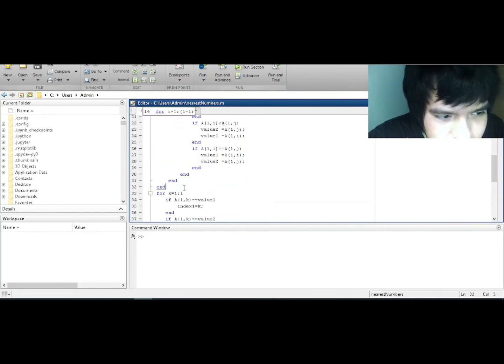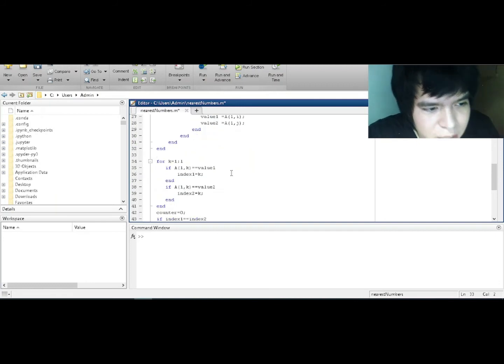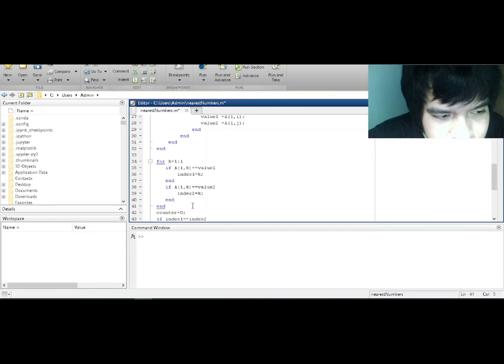And the final part of the code is that we need the answer as indices, not as the elements.